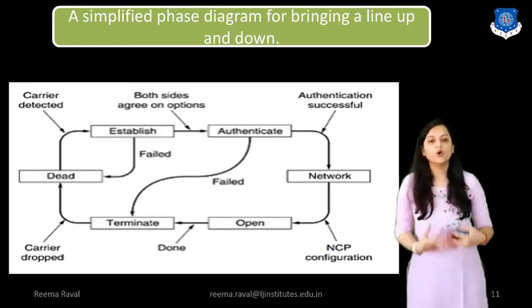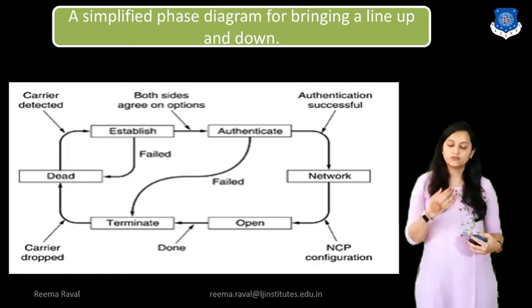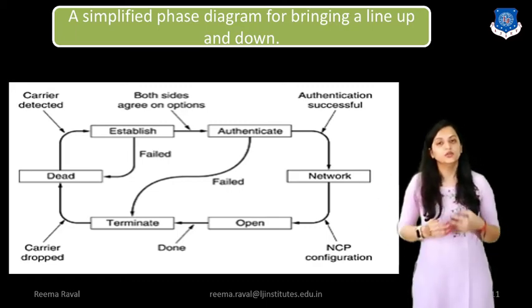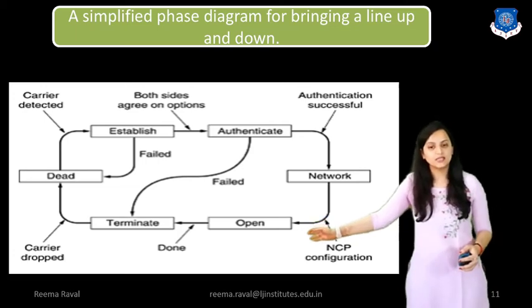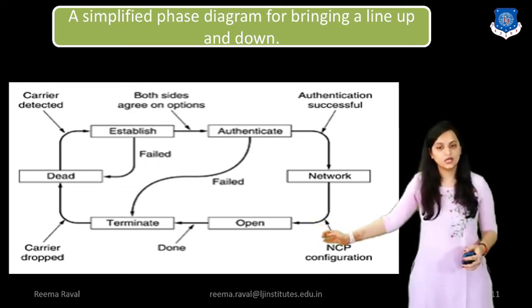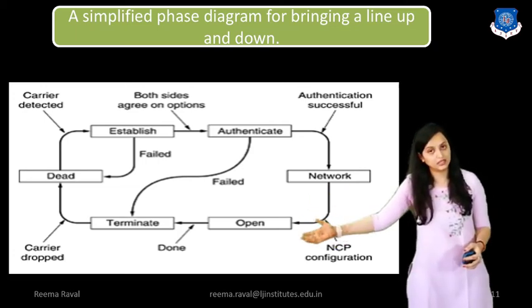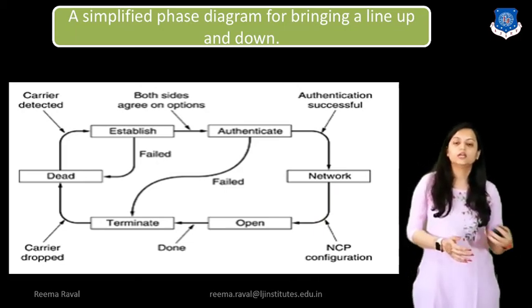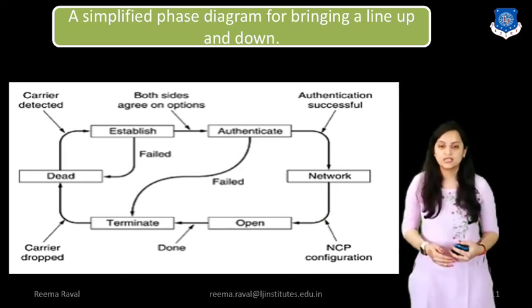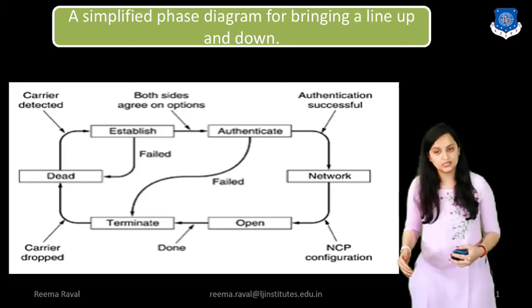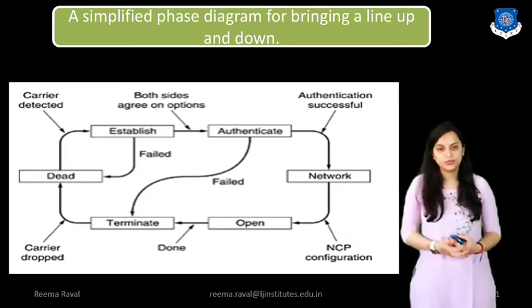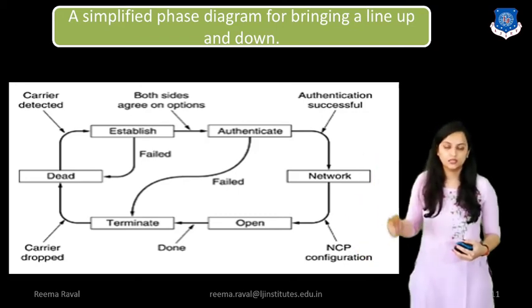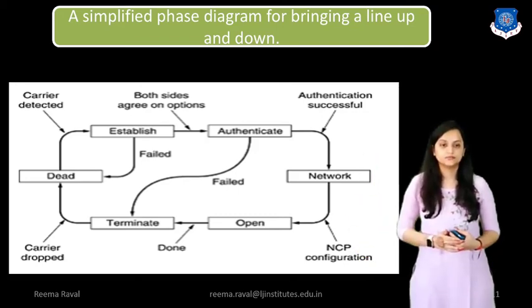When the network is open for transmission, the data transmission will start taking place. When the data transmission is done completely, the channel is terminated to make it available for other transmission. So the next state after the open state will be the terminate state, the carrier will be dropped, and again it will come back to the dead state. So this is how this cycle repeats for data transmission.